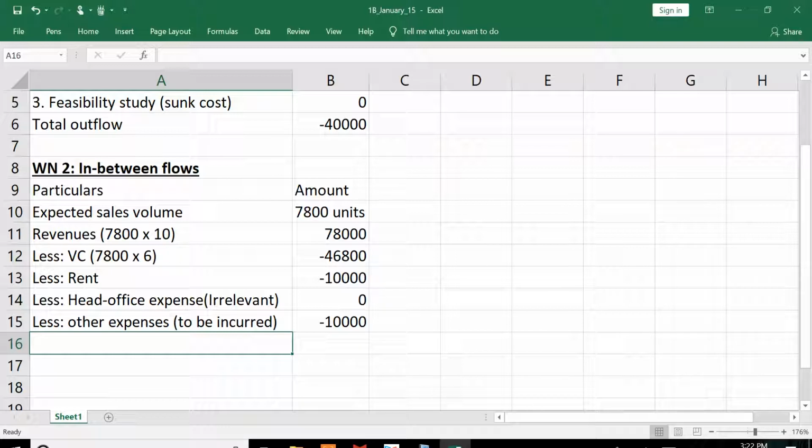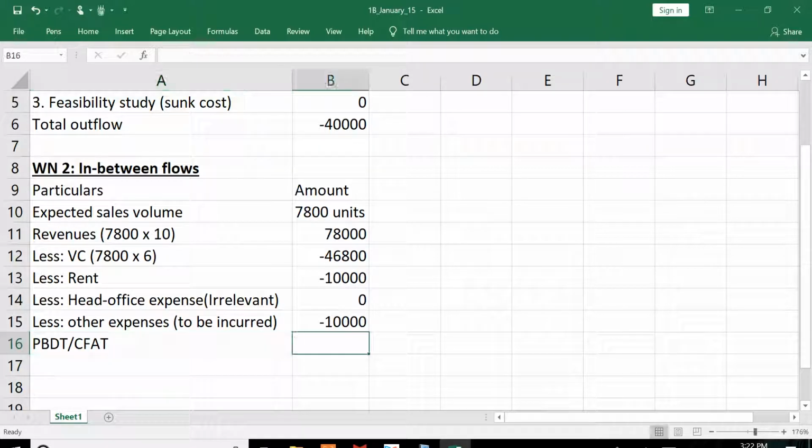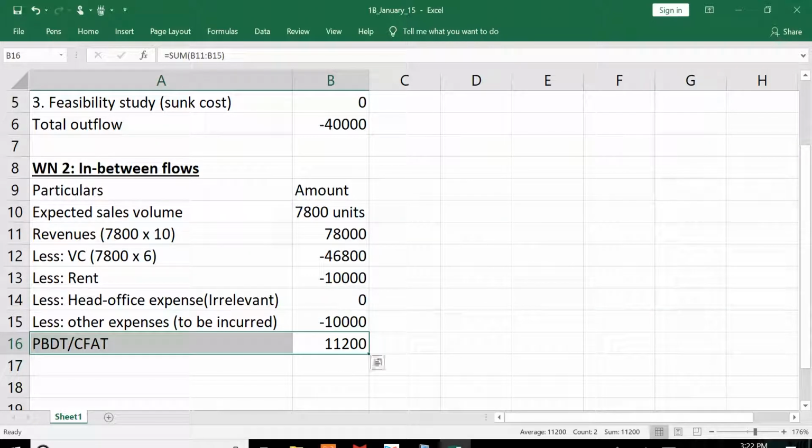I am not getting to the depreciation level because depreciation is not needed, as we are not going to calculate tax. Depreciation is needed only when we calculate tax. In this problem, we are not going to calculate tax. So this is called PBDT/CFAT. No tax calculation in this problem.